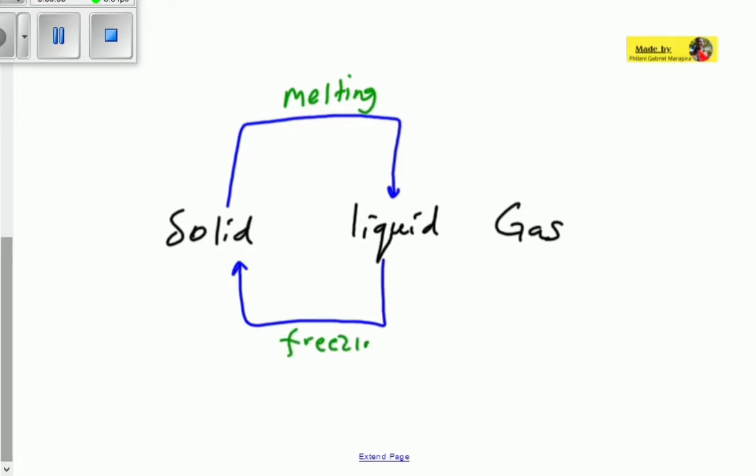So freezing is actually the opposite of melting, because when something is melting, it is moving from solid to liquid, and when it's freezing, it's from liquid to solid. So from liquid to gas, let's actually look from liquid to gas. There is also another process that is called boiling. So boiling is when a liquid changes into a gas, basically.